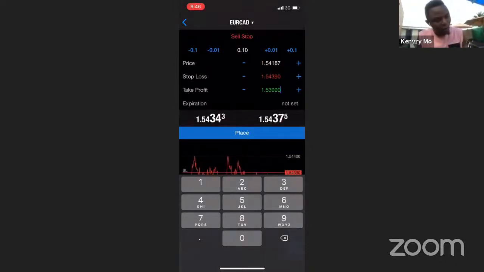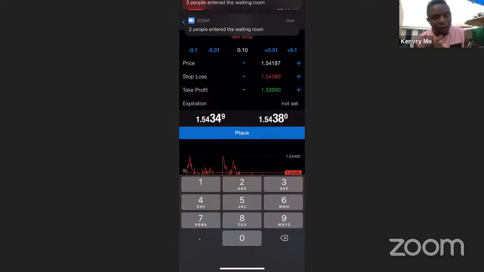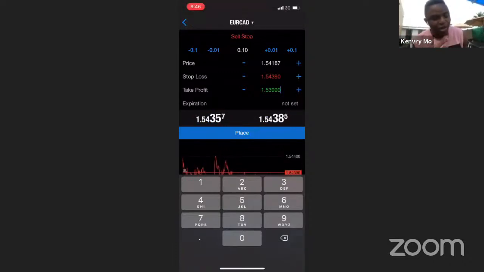So this, under the sell stop, is where you have your lot size. So 0.1 means you're using a mini, 0.01 means you're using a micro, 1.0 means you're using a standard. Depending on the equity you have, let's say you have about $1,000, you can use 0.1. Let's say you have $100, you can use 0.01. Let's say you have $500, you can use 0.05.